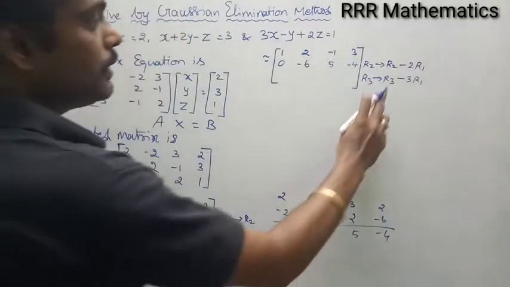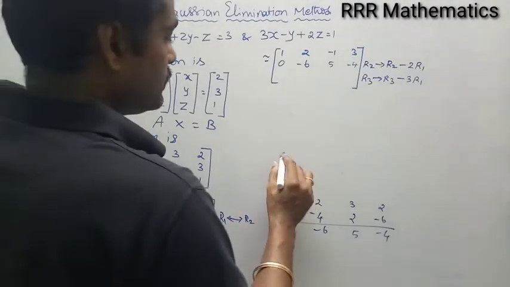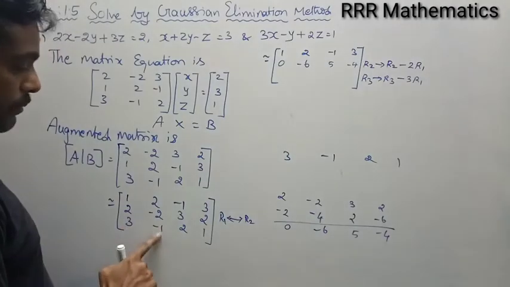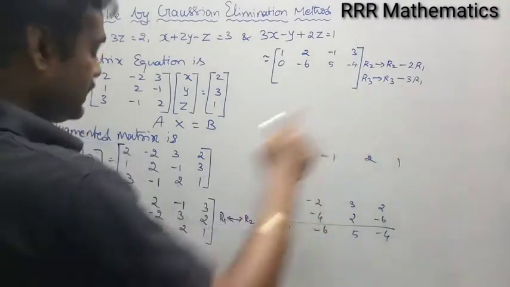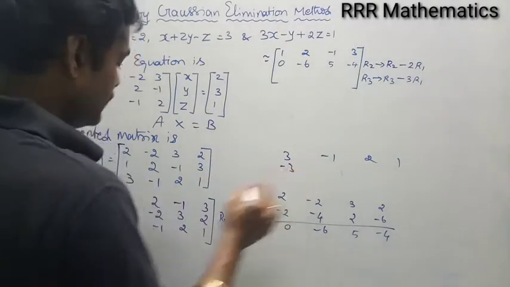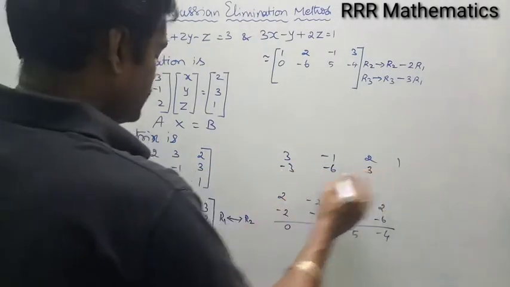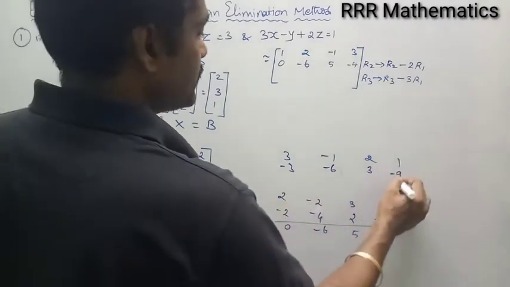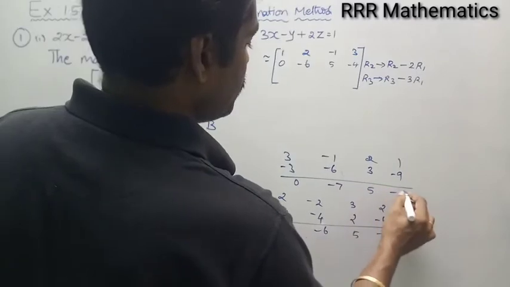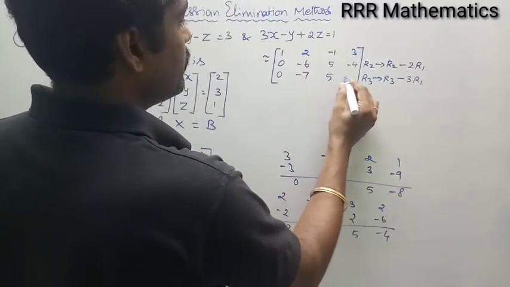Got it? R3 minus 3 times R1. R3 is 3, -1, 2, 1. Minus 3 times R1: just multiply -3 by R1. -3 into 1 is -3, -3 into 2 is -6, -3 into -1 is +3, -3 into 3 is -9. It gives 0, -7, 5, -8.